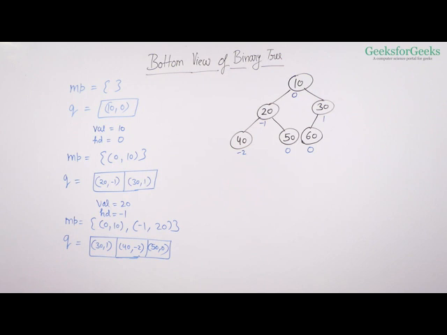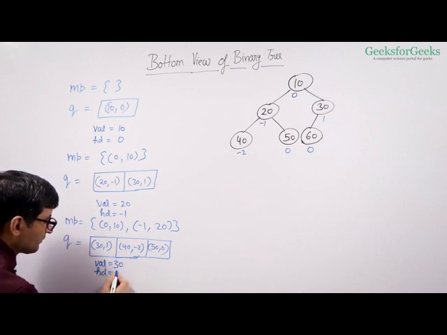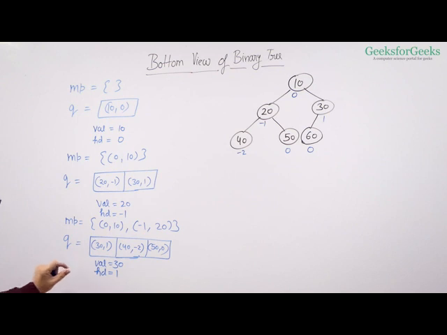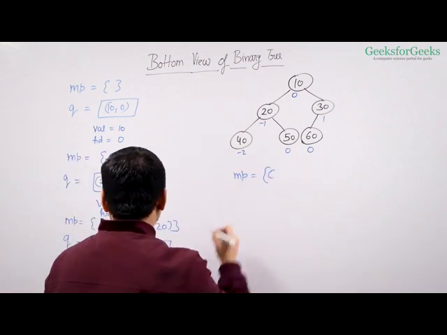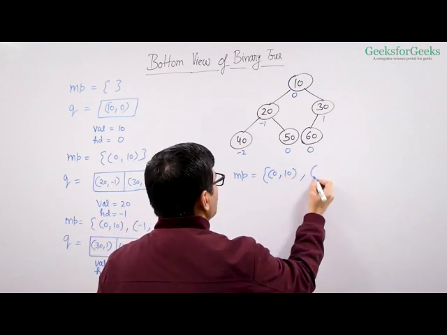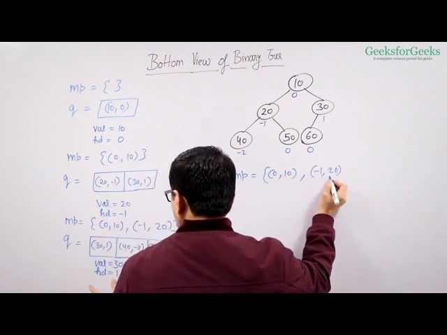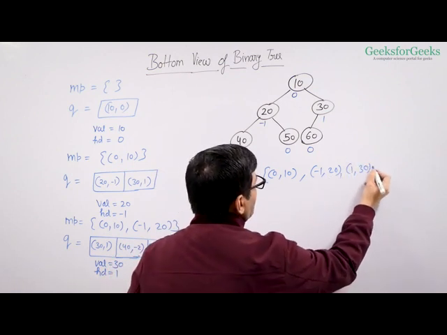Now we are again going to extract an item, and this time we extract the front of this queue, and we have value equal to 30 and horizontal distance is 1. Now we will check if we have this key in the map or not. We do not have it, so we are going to insert it into the map. So the map is going to contain 0, 10, minus 1, 20, and a new key value pair which is 1 and 30. So this is what our map contains now.